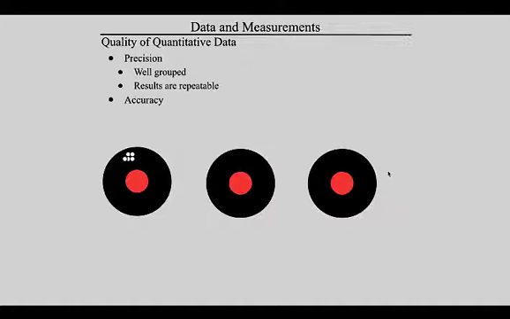Guys, next word is accurate. Accurate means right. Let's just write it down. Accurate means correct. So guys, you ready for this? You're not going to like this, but do it with me.